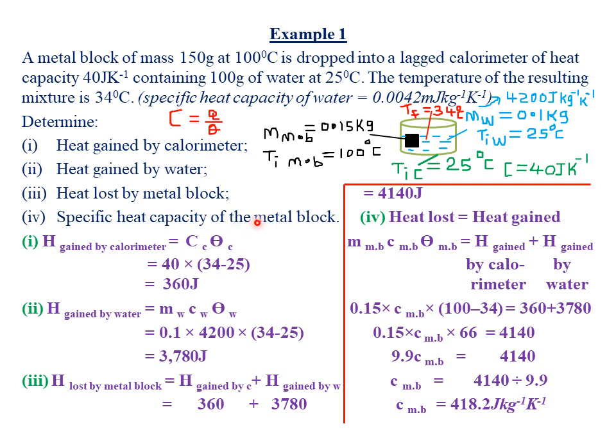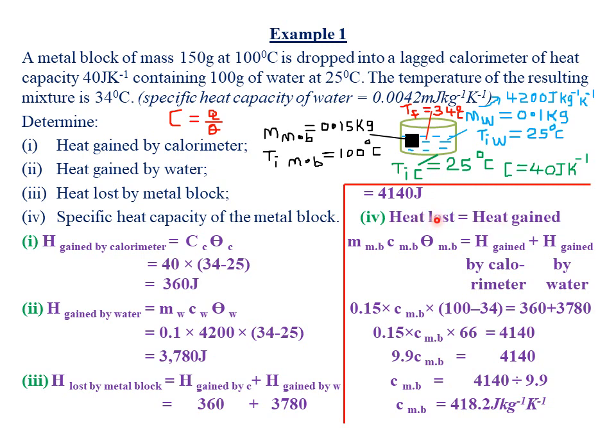Then Roman 4, they want us to find the specific heat capacity of the metal block. So again, for us to find the specific heat capacity of the metal block, we'll simply equate the heat lost to the heat gained. That is from the law of conservation of energy, that all the heat that is lost must be equal to all the heat that is gained, provided that no heat gets lost out of the system. That's why we are using a calorimeter, which is highly lagged. So being lagged simply means that no heat or very little heat is being lost to the environment. So all the heat that is lost must be equal to the heat gained.